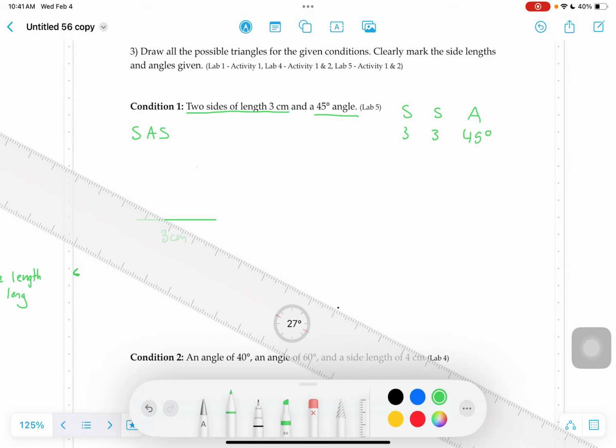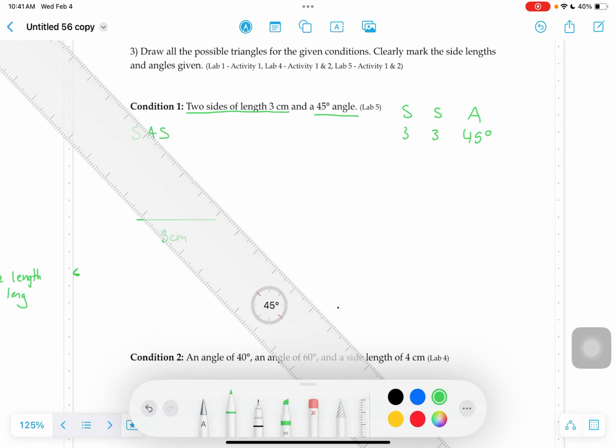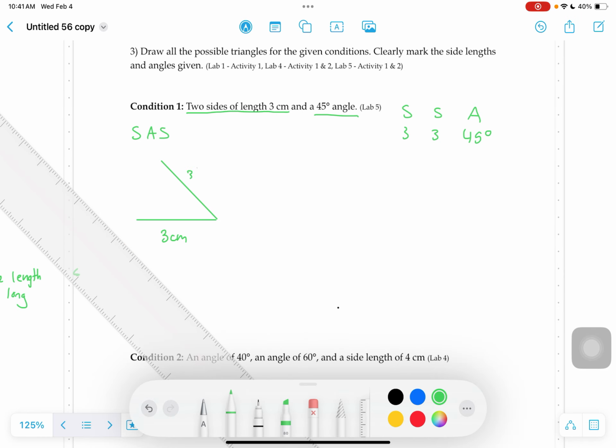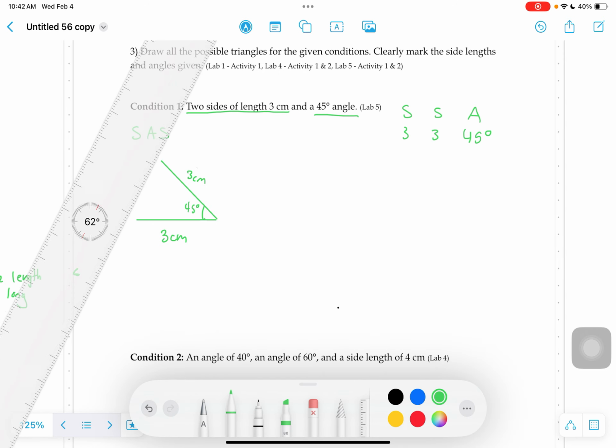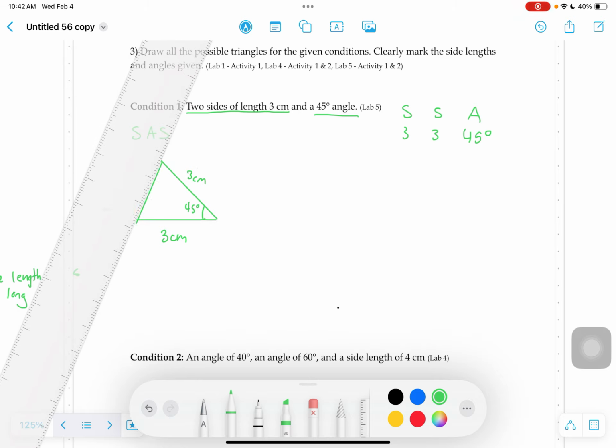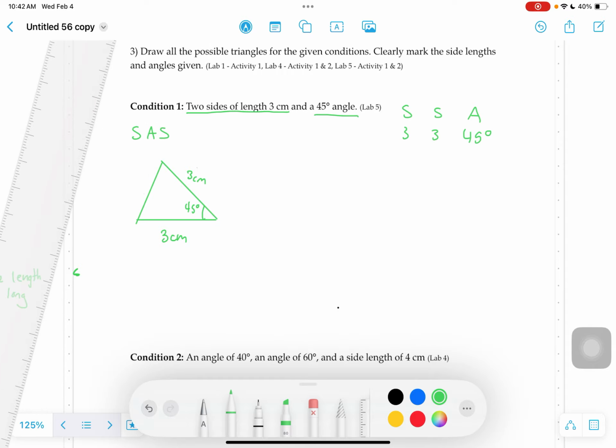I'm going to draw my angle. So I'm going to draw 45 degrees. And I'm going to draw that side 3 centimeters long. 1, 2, 3. So I have 3 centimeters and 45 degrees. I'm going to connect my last 2 sides. This is one of the possible triangles. I have a 3 centimeter side connected to a 45 degree angle, connected to another 3 centimeter side.